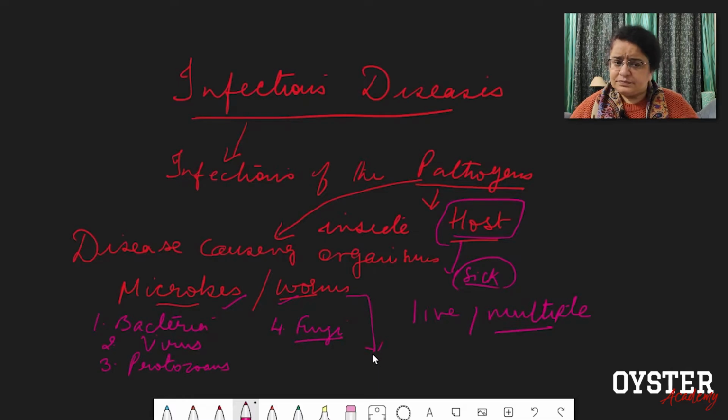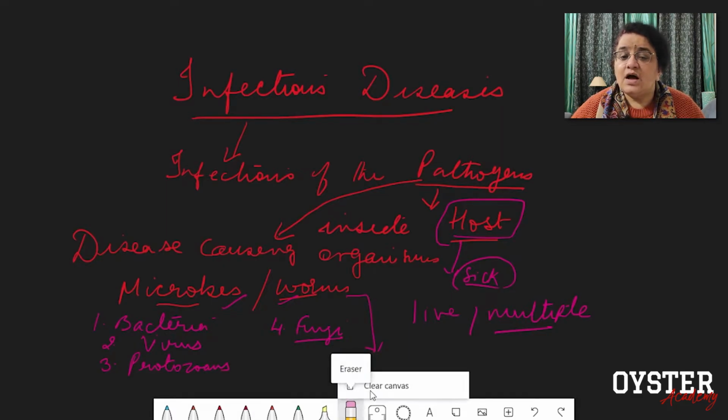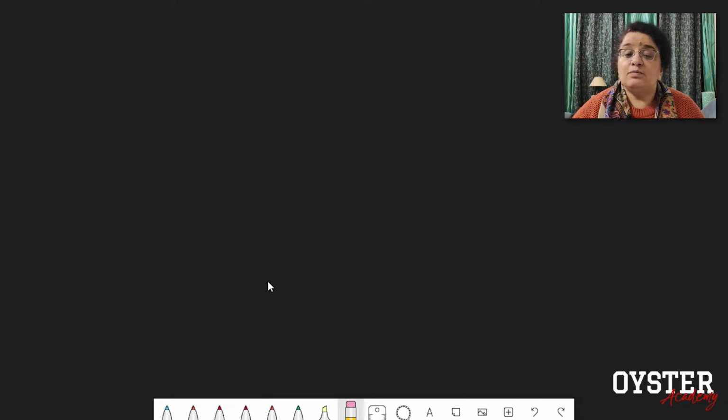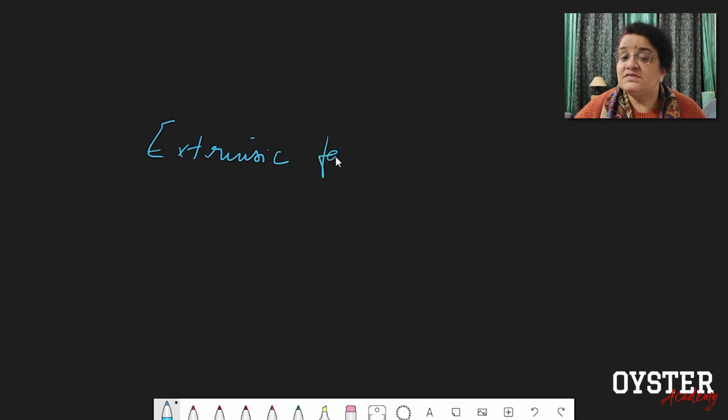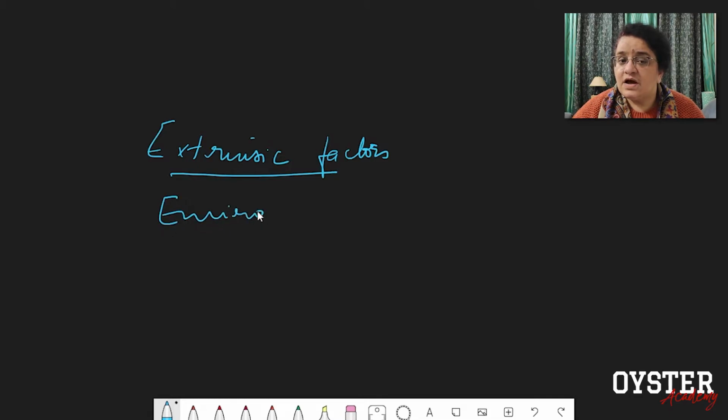Now let's see what the factors of these infectious diseases are. Let's come to this point. These factors generally are outside the body, and such kind of factors we call extrinsic factors. As the word says, extrinsic factors means present outside the body. That is due to the environment. Due to the environment, how do they enter the body, right?